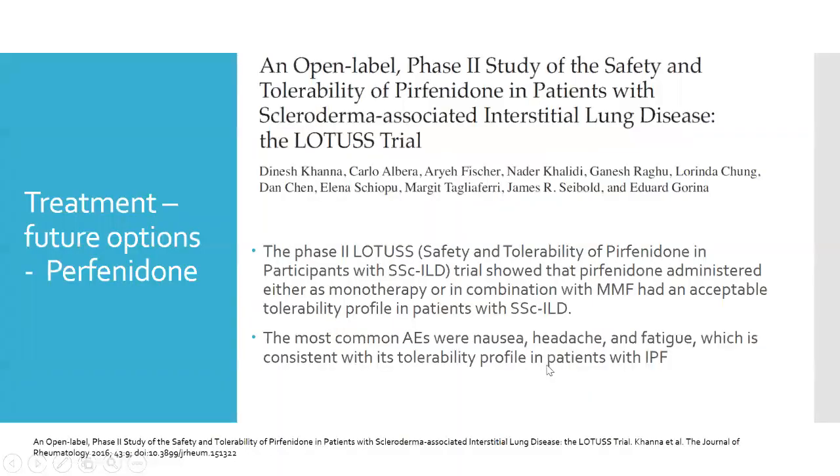So how about the future? Pirfenidone is being studied. This was the LOTUS trial that came out in 2016. LOTUS basically was a phase 2 trial looking at pirfenidone in patients with scleroderma ILD. And what it showed was pirfenidone administered either as monotherapy or in combination with mycophenolate had an acceptable tolerability profile. Most common adverse effects were similar to what we saw in the IPF trials before, and those were nausea, headache, fatigue, things like that.